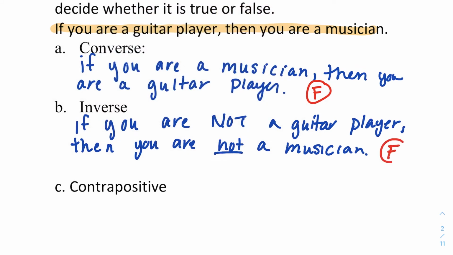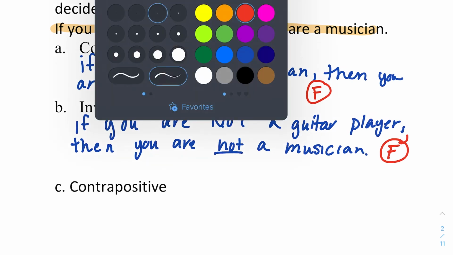Okay, so this one would be false. Again, a counterexample would be if you play the violin, you would still be a musician.